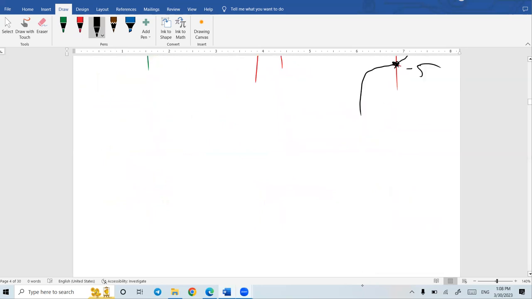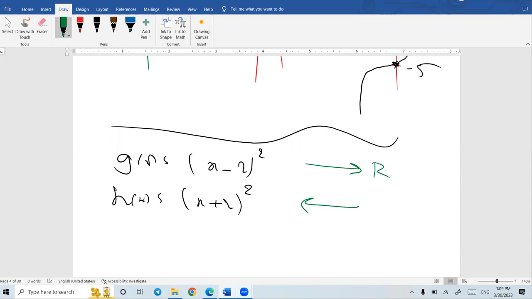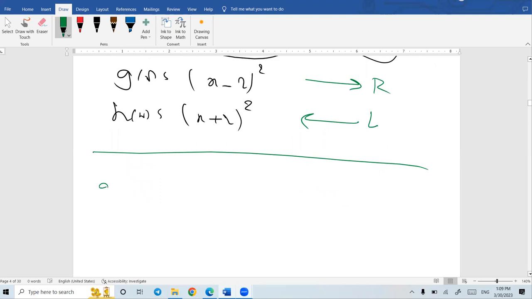Good. Now, the second part, g of x, if you remember. We say maybe x minus 2, or maybe h of x, x plus 2. So now we add or subtract inside the function. When we have a negative part, we shift to the right side. When we have an addition part, it means that we are going to the left. What do I mean by that? Look here, g of x equal to (x minus 2) squared.